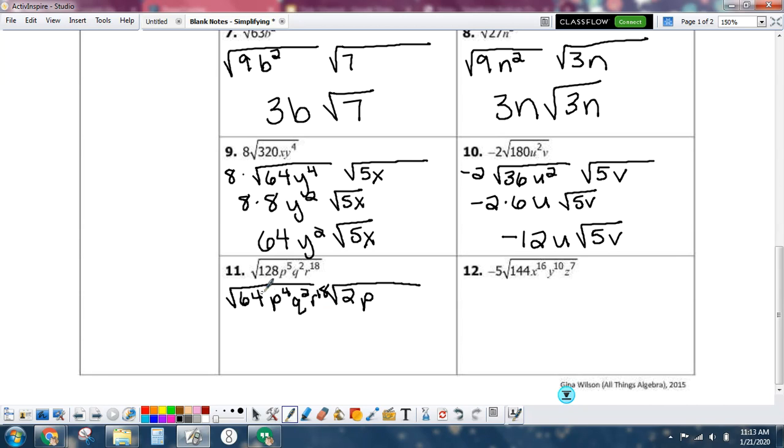So now I can go ahead and simplify. The square root of 64 is 8. 4 divided by 2 is 2. 2 divided by 2 is 1. And 18 divided by 2 is 9. And then bring down the square roots of 2p.